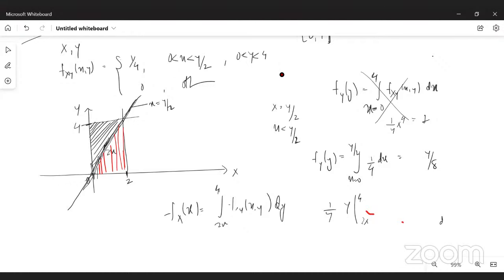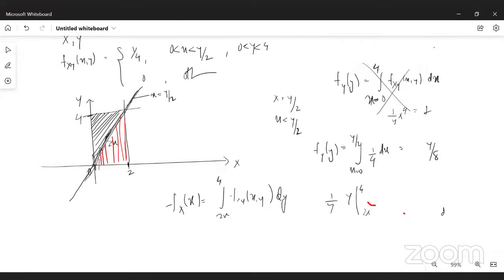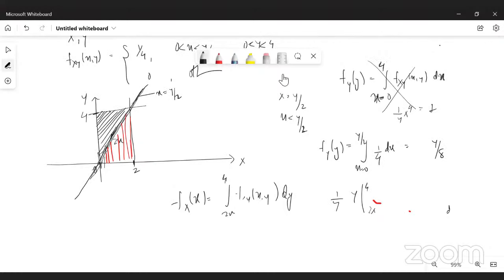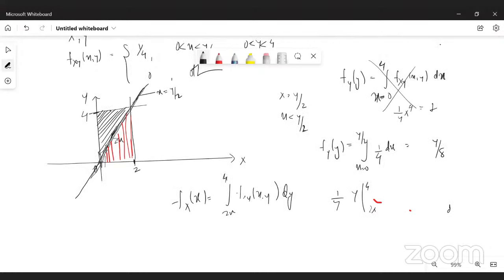What in other case, Hasan? Like 0 to 2x is the limit of y, right? Okay, let's do this again for marginal of x and marginal of y. Okay, I'll ask you.